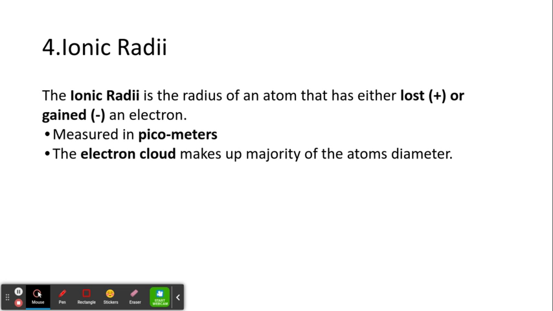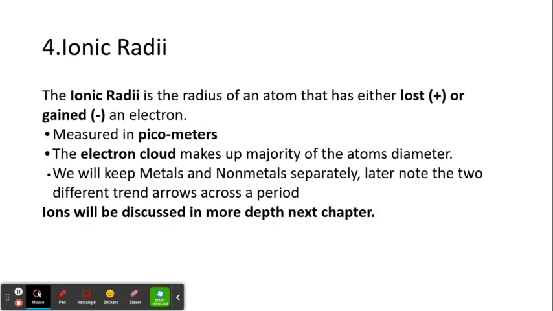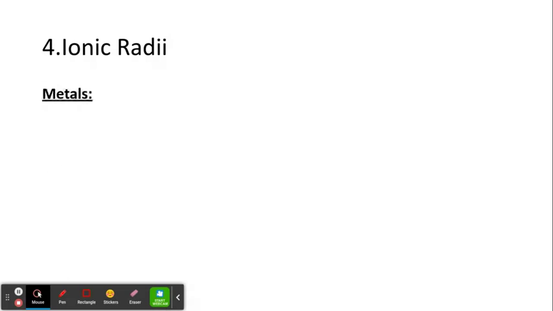Now, the electron cloud makes up the majority of the atom's diameter. So, as you lose electrons, the cloud gets smaller. As you gain electrons, the cloud gets bigger. It's that simple. Now, we will keep metals and nonmetals separately. We're going to later note the two different trend arrows across a period, one for the nonmetals and one for the metals. And later on, in the next coming chapters, we're going to talk about ions a little more in depth. All right, first and foremost, let's start with the metals.